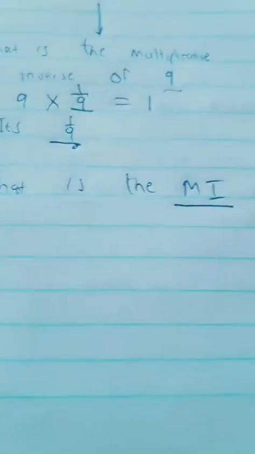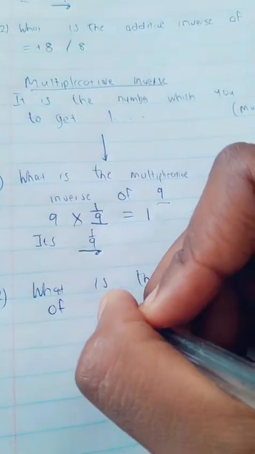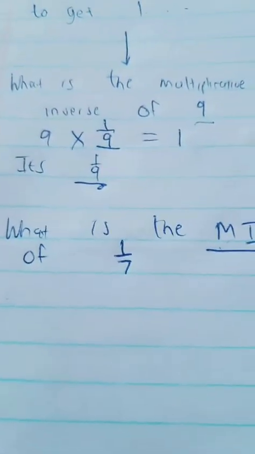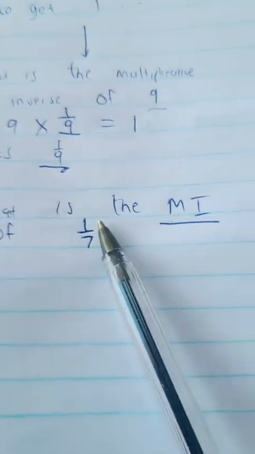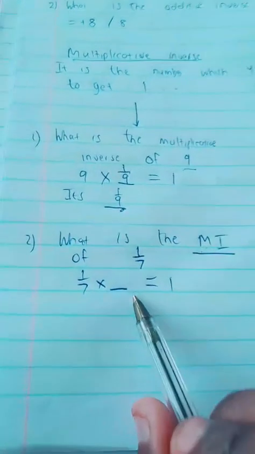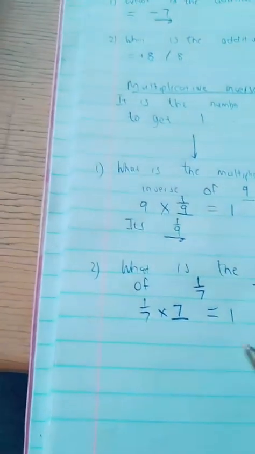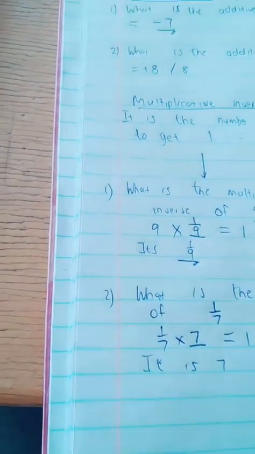I'm just going to say MI to say multiplicative inverse. Please bear with me. M stands for multiplicative and I stands for inverse. What is the multiplicative inverse of 1 over 7? Let's see if people can get this one. In other words, you are asking yourself, what do I have to multiply 1 over 7 with to get 1? Yes, it is 7, people. Very good. You guys get the point. So it is 7.